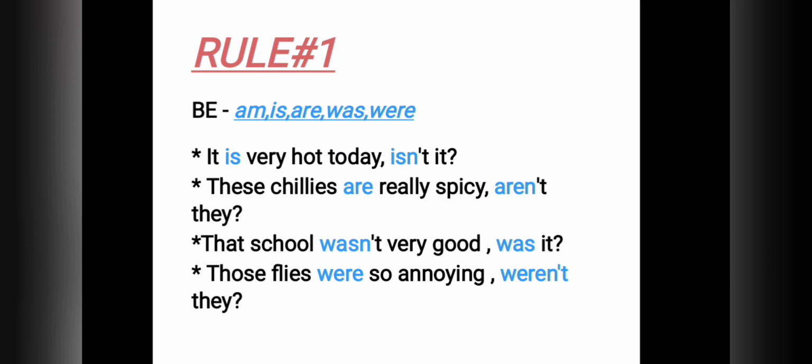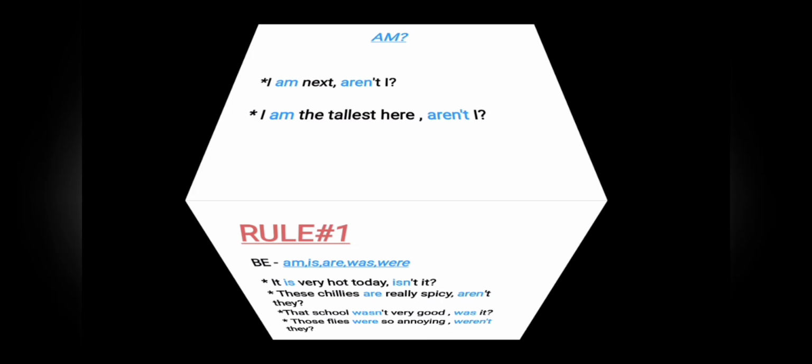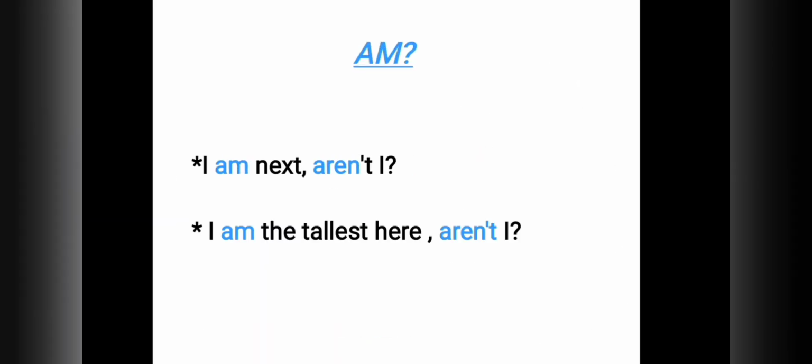So all this is about is or was or... What about the am? Am is also a to be verb. So whenever am, that to be verb, is in the statement, you have to make a tag with are. Okay. So I am next, aren't I? I am the tallest here, aren't I? So whenever am will be there, then in the tag you have to use aren't.